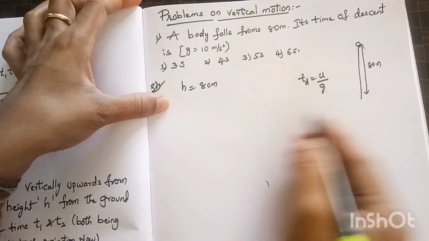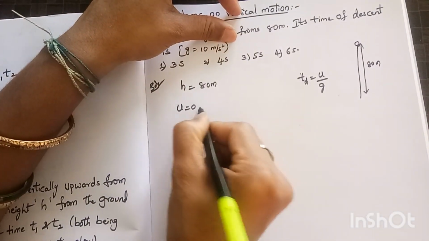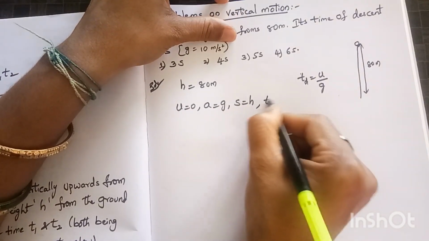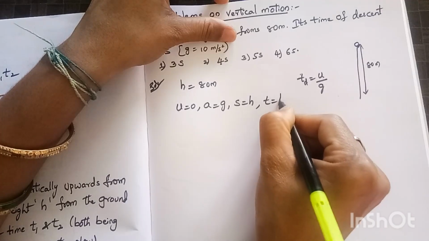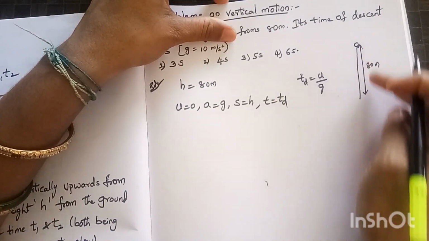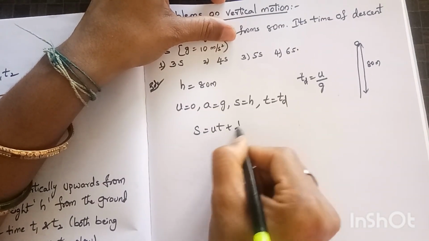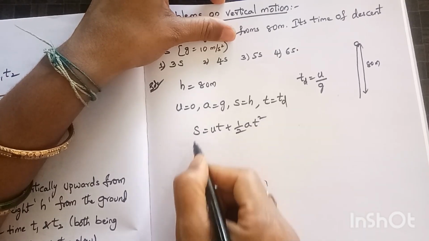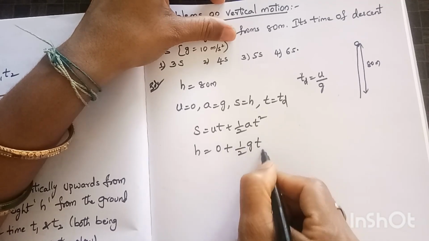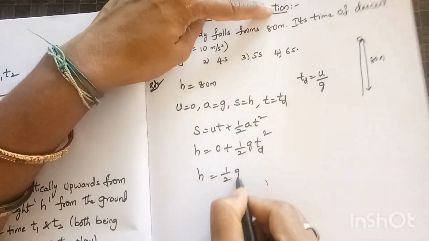So how can we calculate it? You know that for a freely falling body, u equals 0, a equals g, s equals h, and time t is td. For a vertically projected body, t equals ta. For a freely falling body, t equals td. So s equals ut plus half a t square. s is h, u is 0, plus half g td square. Substitute the values: h equals half g td square.